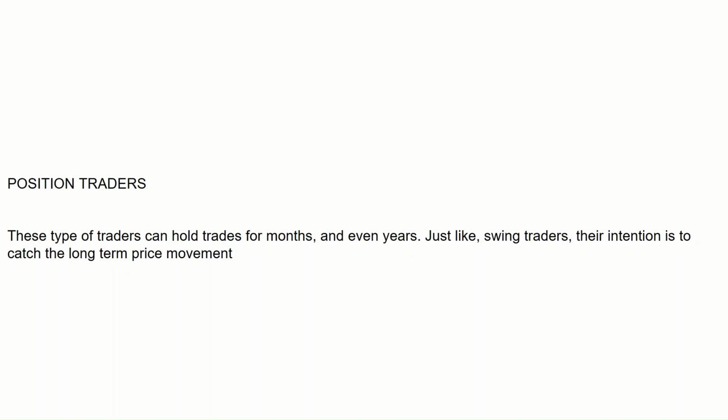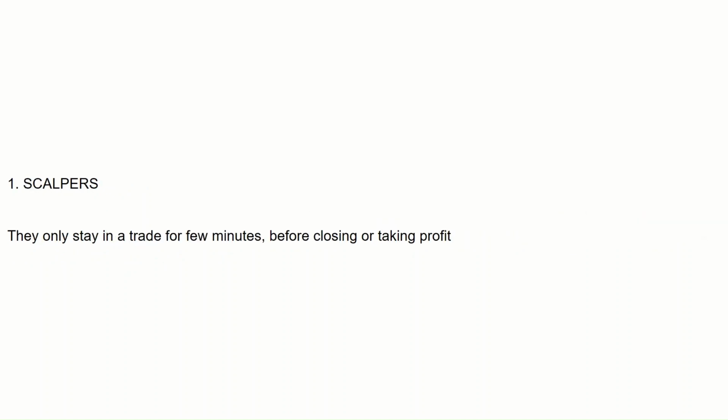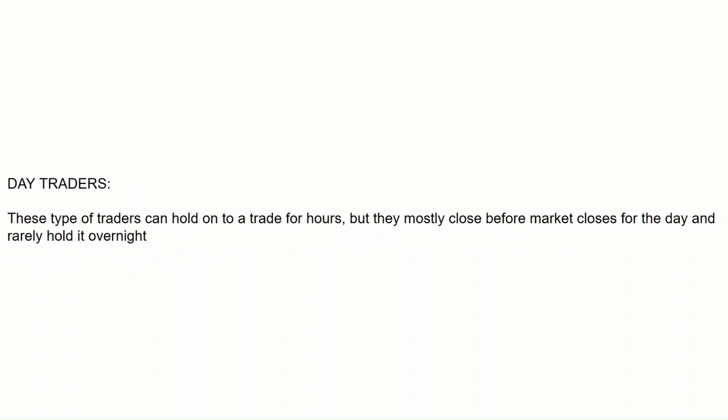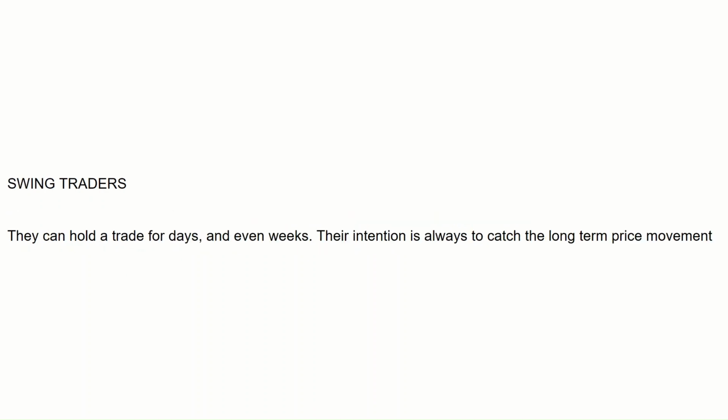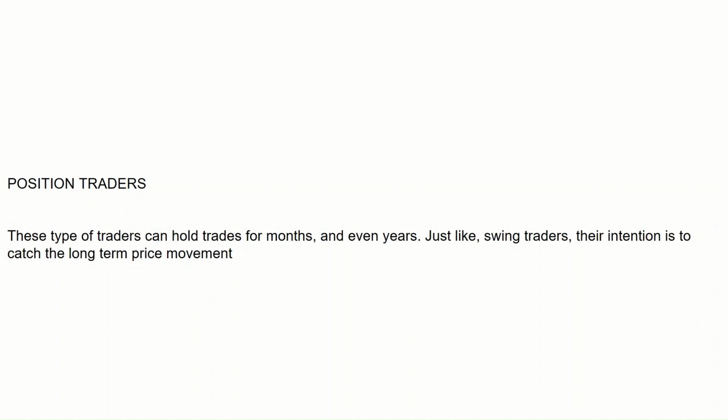So these are the types of traders we have. To recap, we have scalpers that only hold trades for minutes. We have day traders that only hold trades within a day. Then we have swing traders that hold trades for a long time, days or weeks. And then we have position traders that hold trades for months and even years. So these are the types of traders we have.